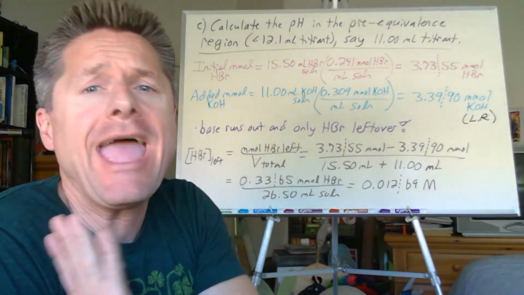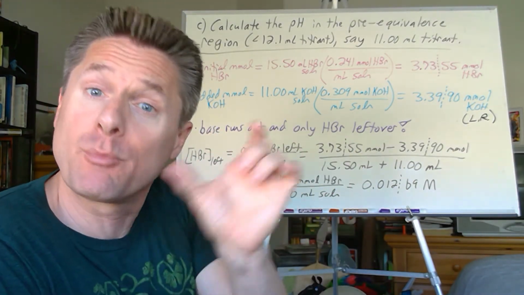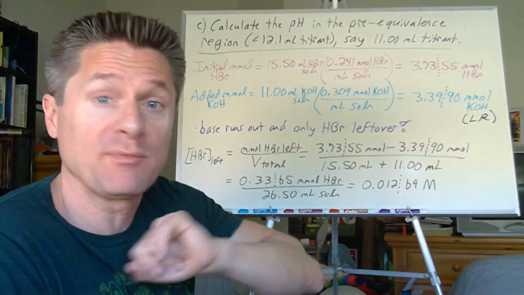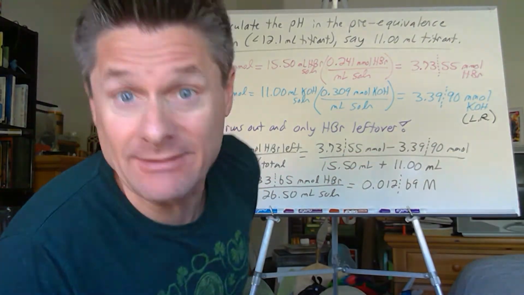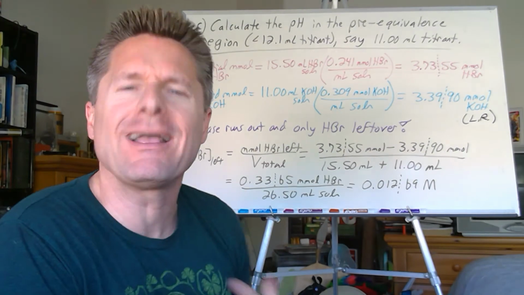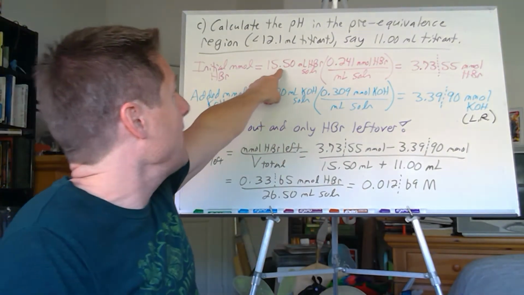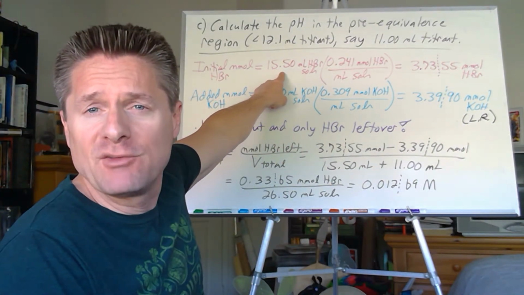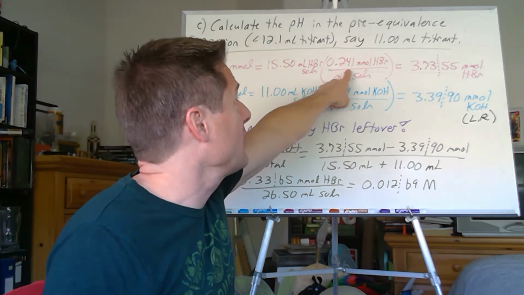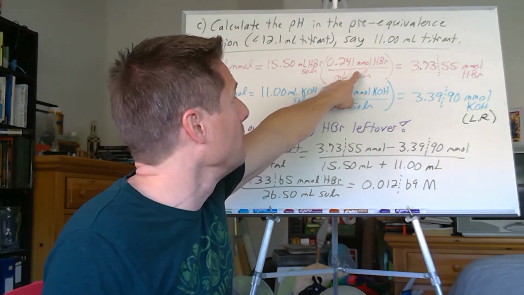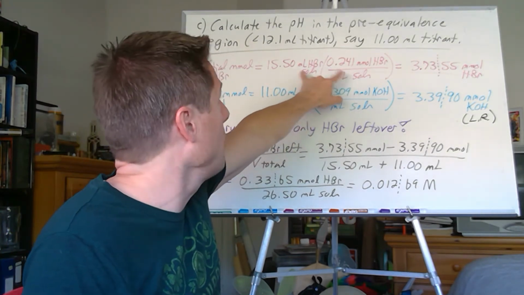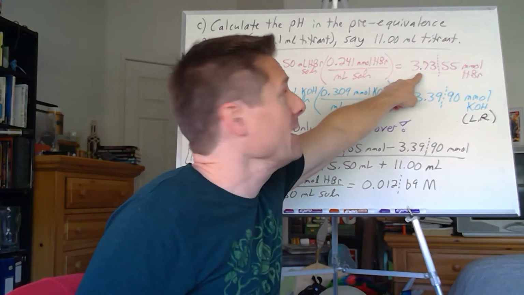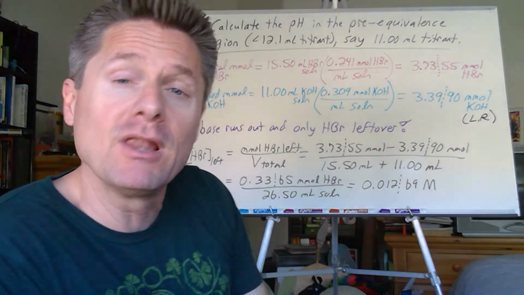This is how we do every neutralization stoichiometry for the pre-equivalence points and post-equivalence points. For any acid-base titration, doesn't matter, the process is the same. So we had 15.50 milliliters of HBr solution to start with, at a concentration of 0.241 millimoles of HBr per milliliter. So to 3 significant digits, we have 3.7355 millimoles of HBr.